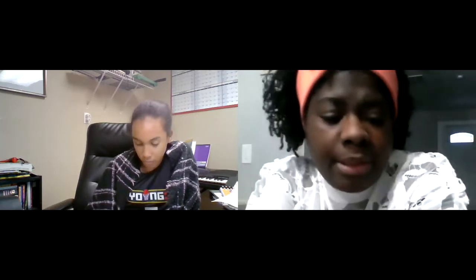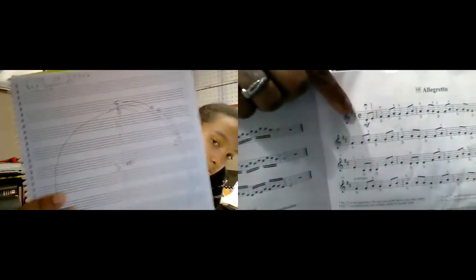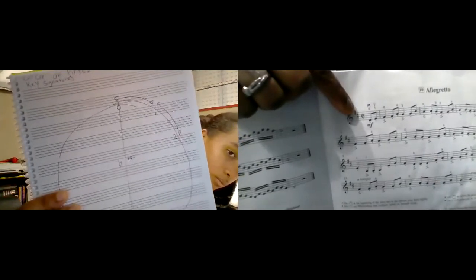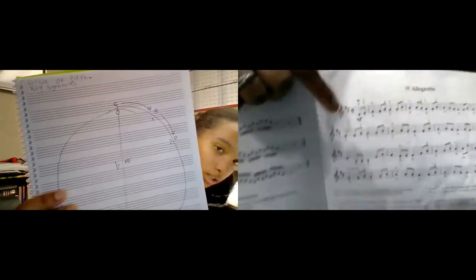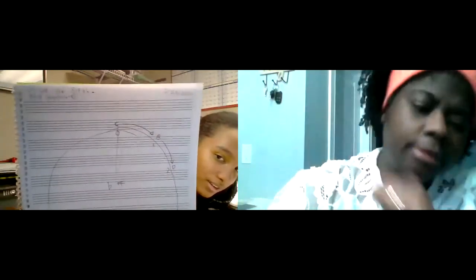So that means D has how many sharps now? 2. And that was the key I just showed you right now. See this key? You see 2 sharps? Yeah, 2 sharps. So what key is this song in? D. That's it. So let me see yours. Good. Now let's keep going.